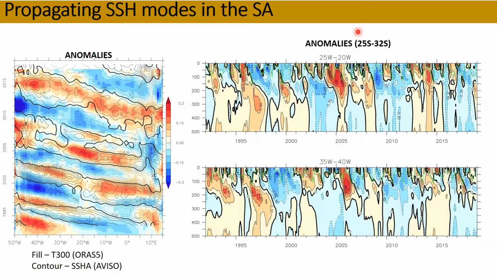And these are the temperature anomalies averaged in this region between 25 and 32 south, at two different longitudes. So we see that this anomaly can sometimes even be subsurface intensified, not only at the surface.